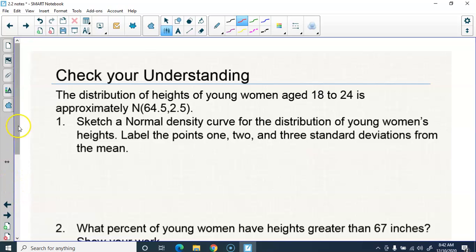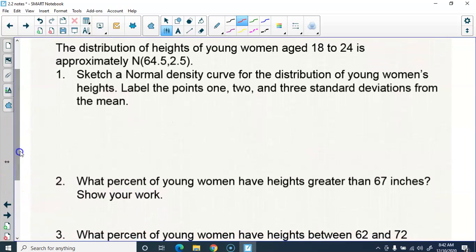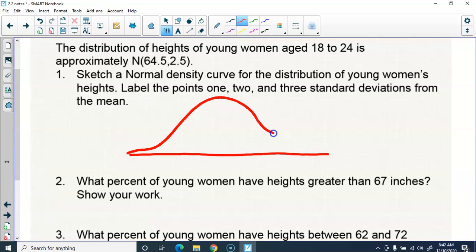So using that rule, we have a distribution of heights of young women from 18 to 24, normally distributed where the mean is 64.5 inches and the standard deviation is 2.5 inches. Sketch a normal density curve. Label the points at 1, 2, and 3 standard deviations from the mean. Normally I am very good at drawing normal density curves. Just a heads up that with this pen that I'm using to record these, it might not look very good, just a warning. That could have been worse, but it wasn't great.